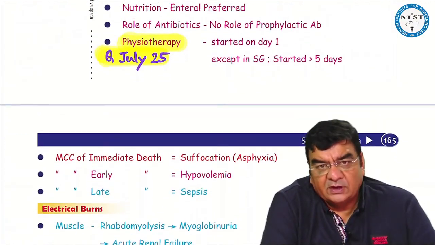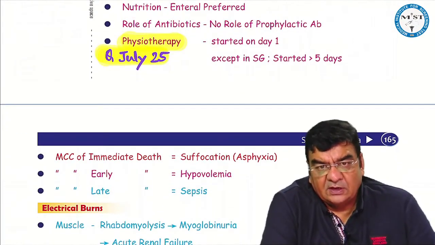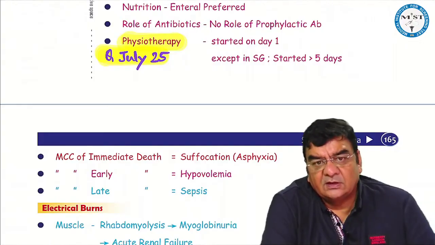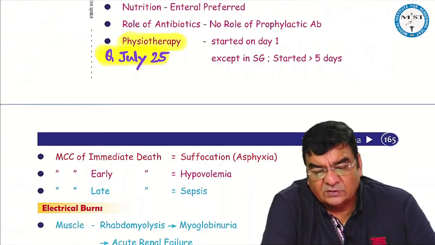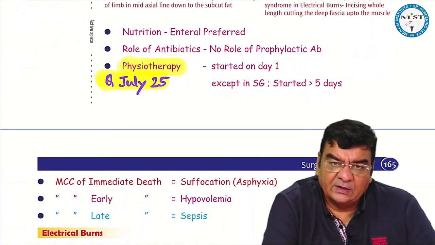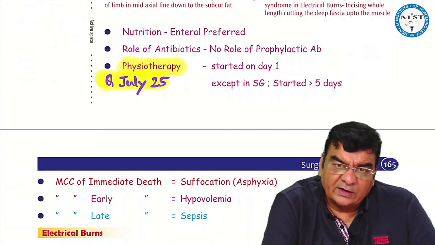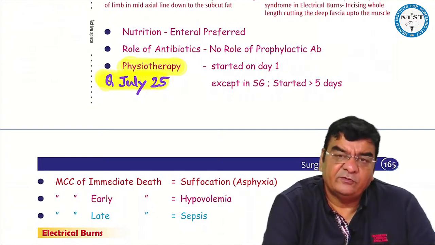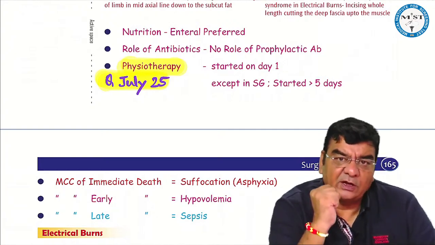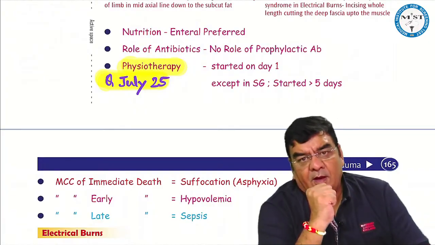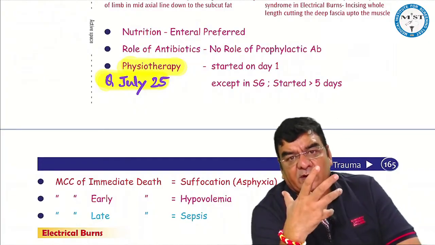For nutrition, enteral nutrition is the best. It should be started within 6 hours unless it is contraindicated. No role of prophylactic antibiotics in burns, and physiotherapy should be started on day 1. Otherwise, there can be post-burn contracture.